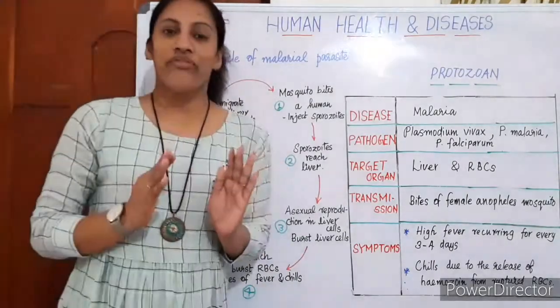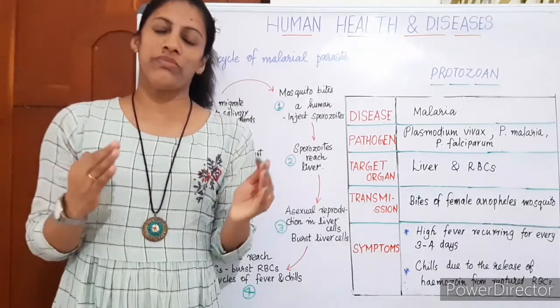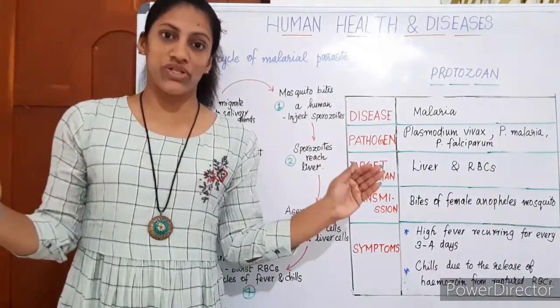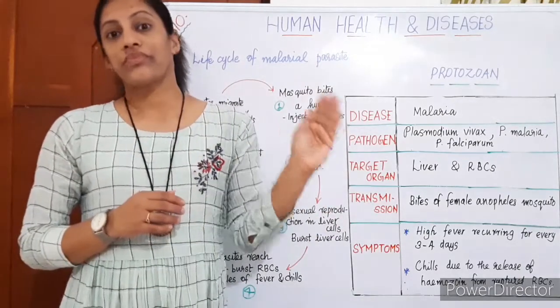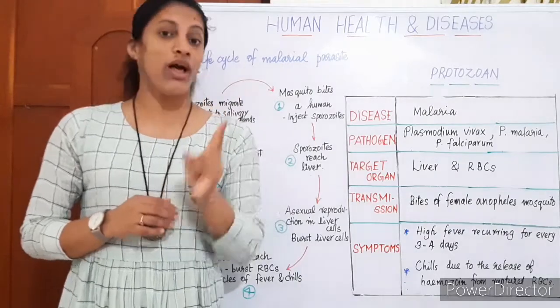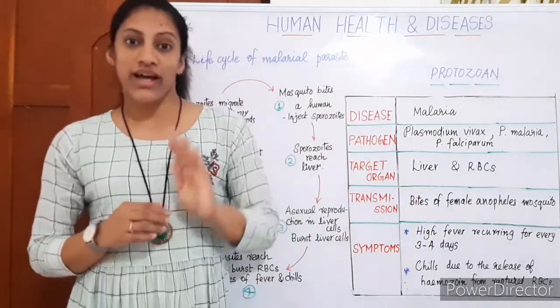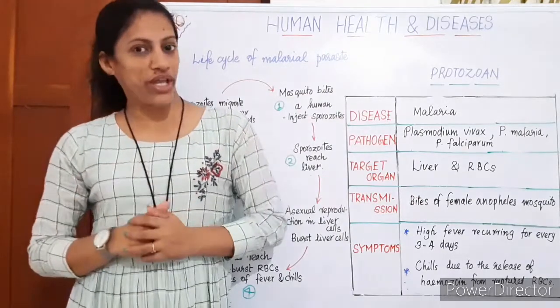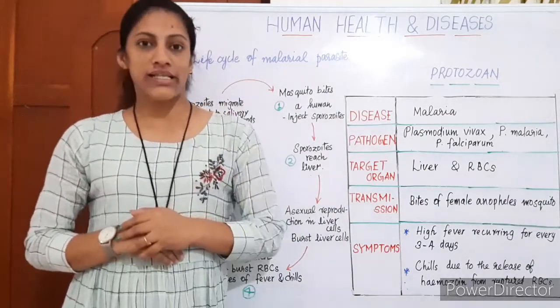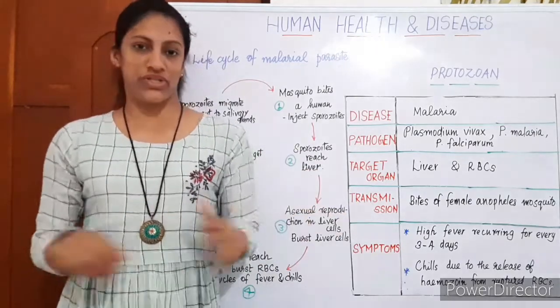Then you have in detail the life cycle of the malarial parasite. Plasmodium shows a number of stages in 2 hosts. It requires 2 hosts to complete the life cycle. The first one, the female Anopheles mosquito, and the other one, human. Within the 2 hosts, the parasite shows a number of stages.